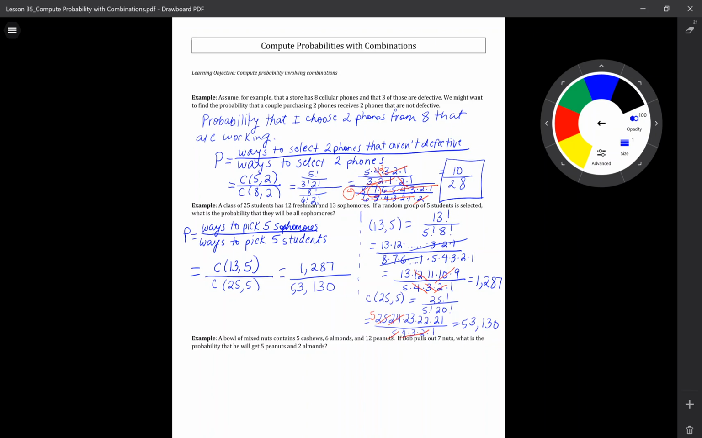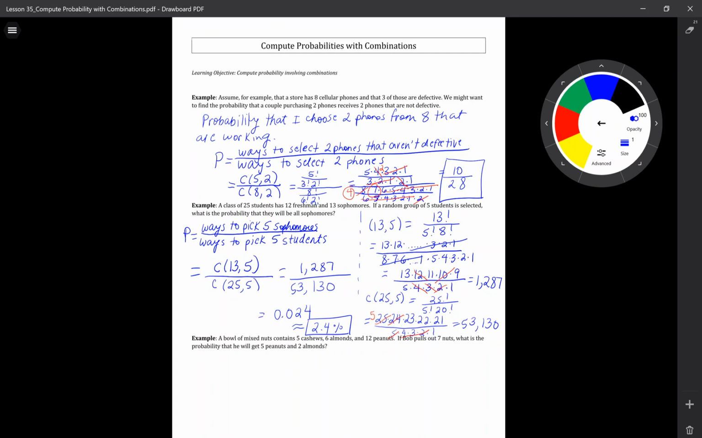So if I were to divide this, 1,287 divided by 53,130, I am left with 0.024. So that is something like 2.4%. Not very likely, but still a possibility. So here we had to divide the ways to pick 5 sophomores by the ways to pick 5 students.